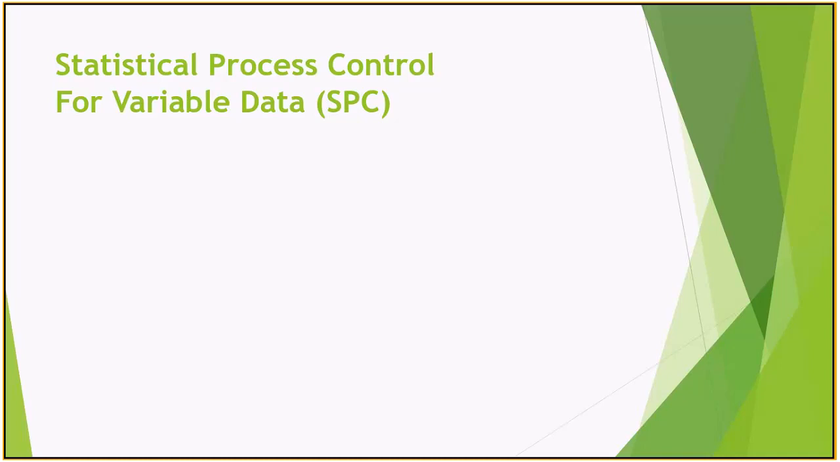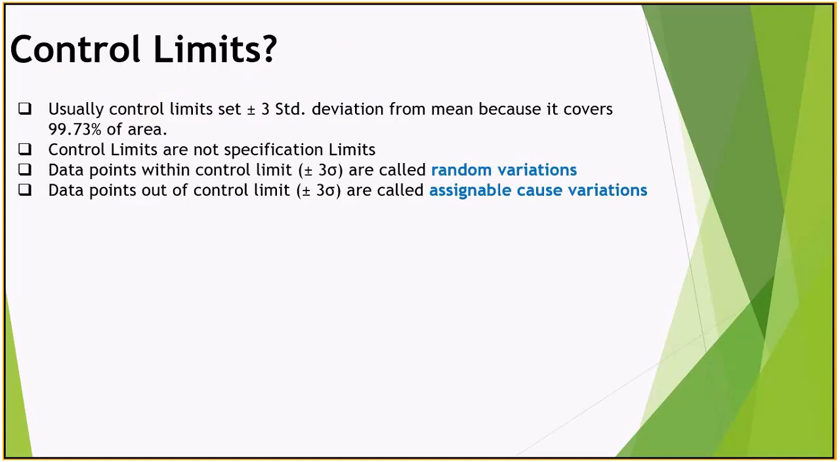Control charts are actually of two types: variable and attribute control charts. Today I'm talking about variable control charts, or the control charts which use variable data. As the topic is lengthy, I'm also splitting this video into two or three parts. So today we will talk about variable control charts.